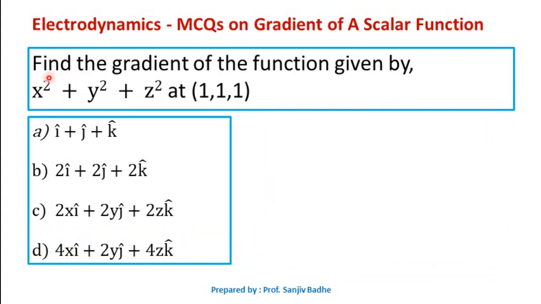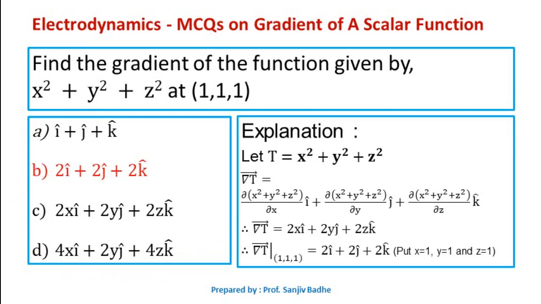Let us move on to the next question. Find the gradient of a function given by x square plus y square plus z square at point 1, 1, 1. These are the options given here. So we will have to find out which is the correct option. Here, to get the answer, we will have to first find the gradient of this function x square plus y square plus z square, and then we will have to put x is equal to 1, y is equal to 1 and z is equal to 1.